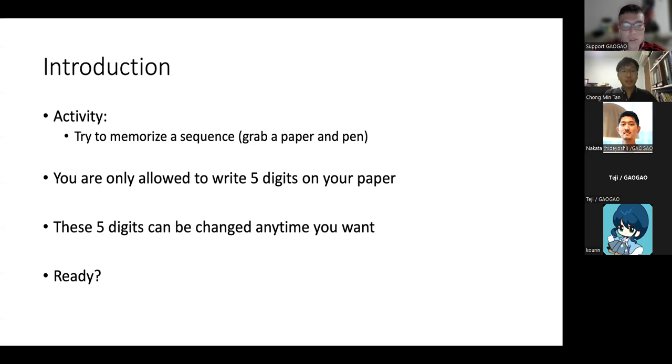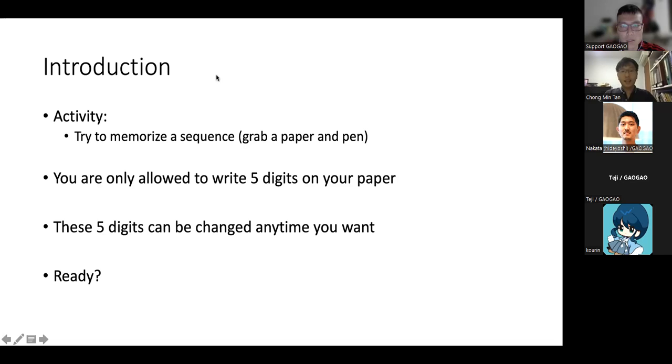Okay, but I will show you 5 digits at a time. You are allowed to only store 5 digits as your memory bank on the piece of paper. So the aim is to memorize all 15 digits. We will see whether you can do that. I just give you all maybe half a minute or so.